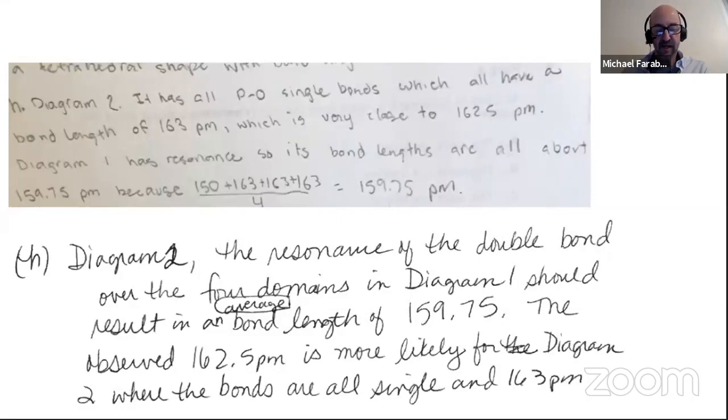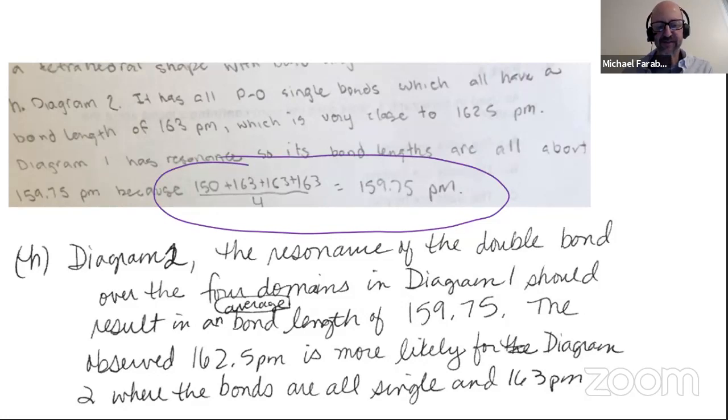Now, this person does do the math for averaging 3 singles and a double. This also, same kind of calculation. And so they say that the observed 162.5 is more likely for diagram 2, where all the bonds are single at 163. So they were considering resonance and considering that this average bond length is too short compared to the observed 162.5.